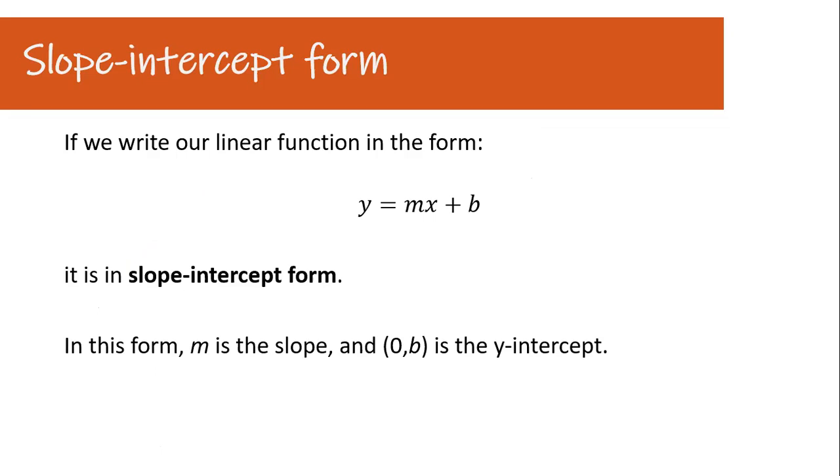Now we can make our lives easier by learning about slope-intercept form when we're writing lines. If we write our linear function in the form y equals mx plus b, we can straight away tell you the slope and we can straight away tell you the y-intercept. m is the slope as usual, and b is going to tell us our y-intercept. The coordinates of the y-intercept will be (0, b).